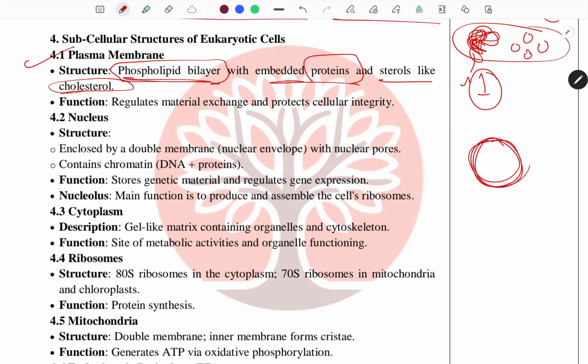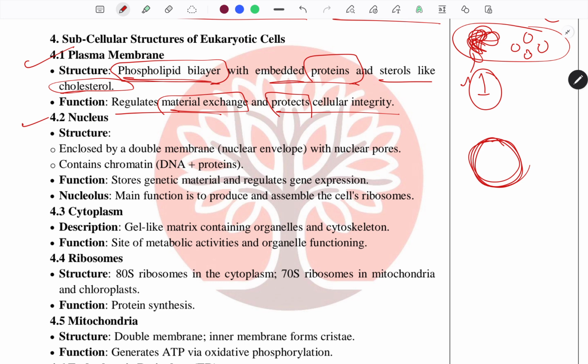What is the function of this plasma membrane in eukaryotic cells? Same thing, it regulates the material exchange and protects cellular integrity. In the case of prokaryotes, the cell wall maintains the structure and the cellular integrity. But in eukaryotes, the plasma membrane is the outermost layer and it is involved in material exchange as well as protection. And then comes the important organelle, the nucleus.